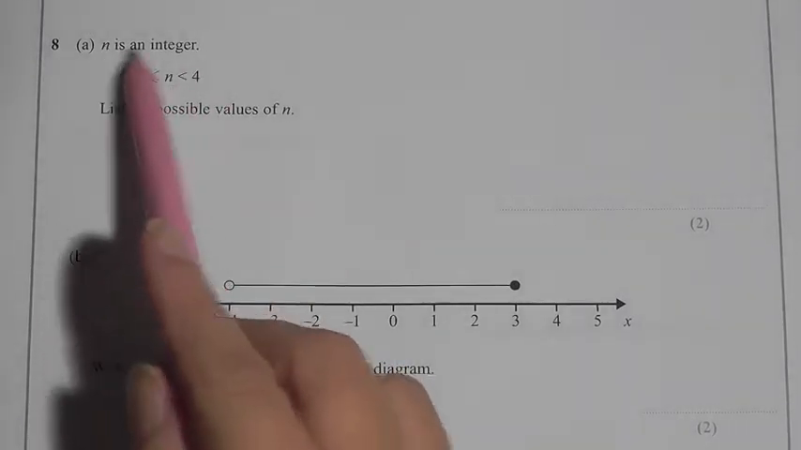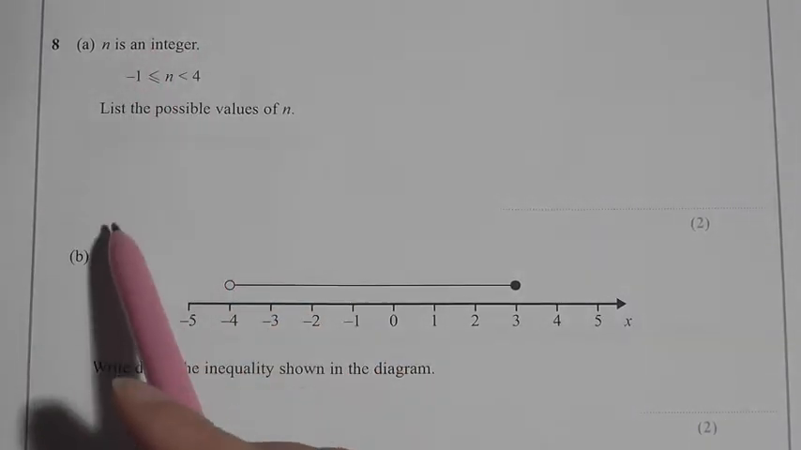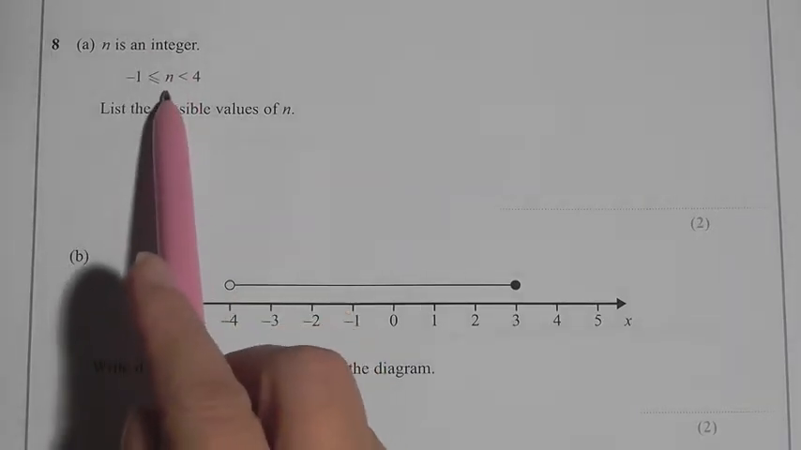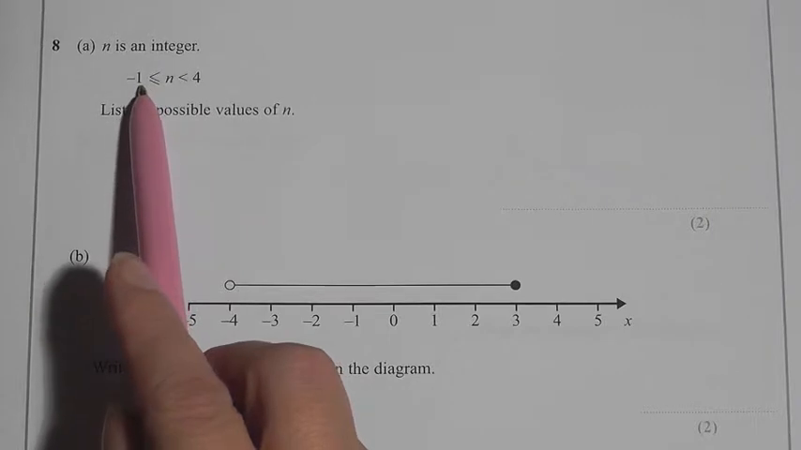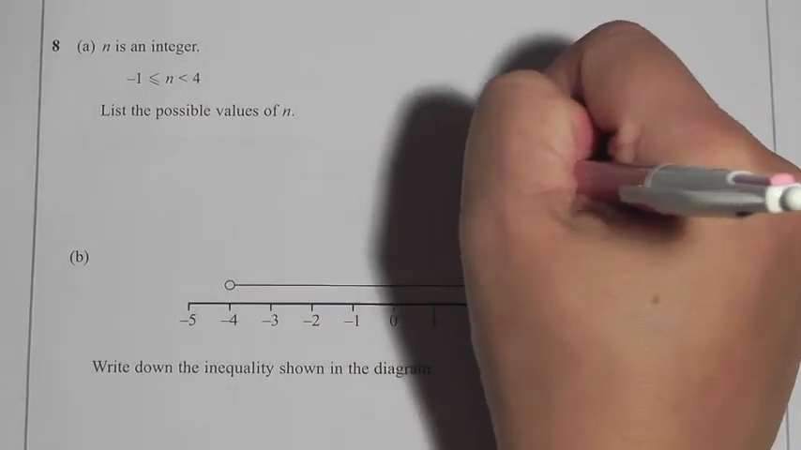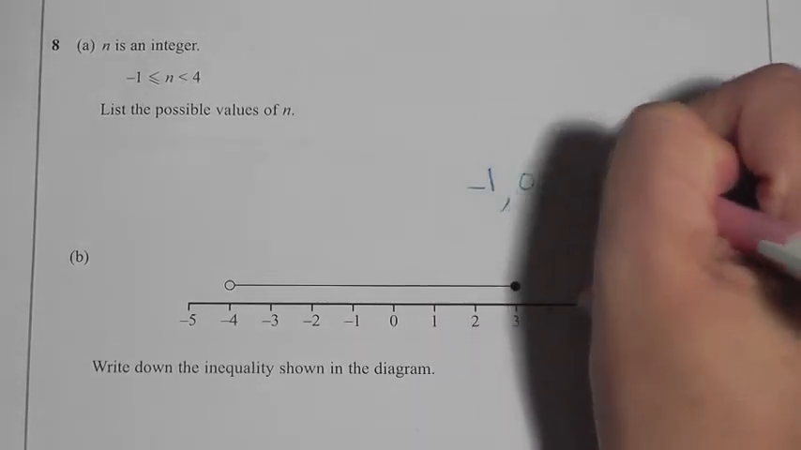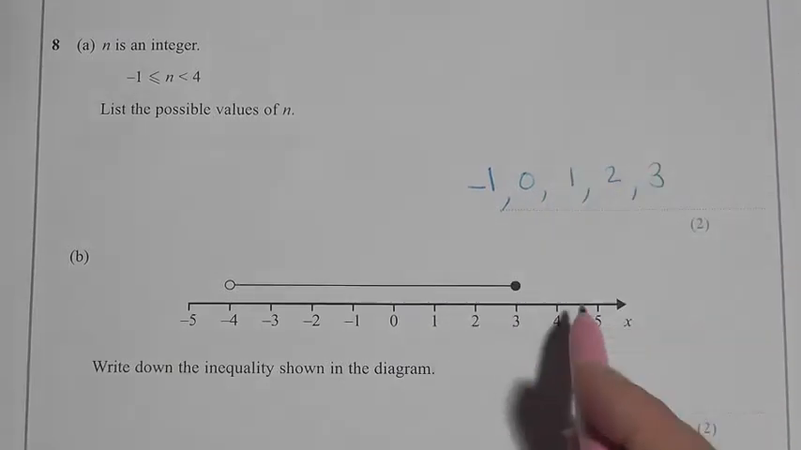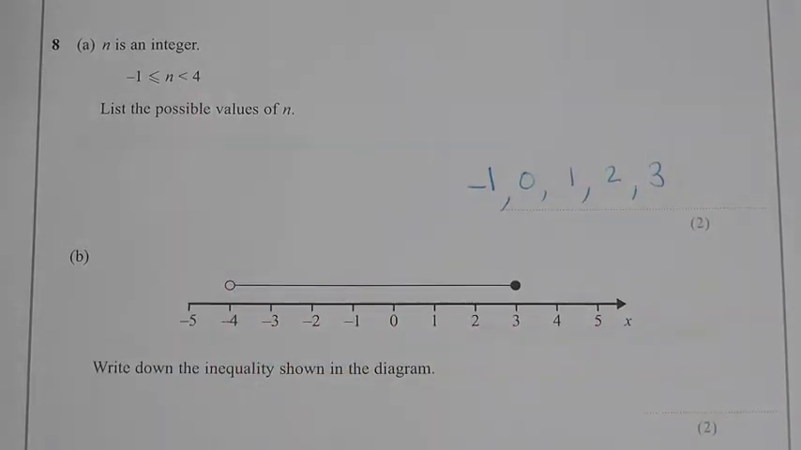Okay, you're told that n is an integer, that is a whole number that includes 0 and negative numbers. And this inequality tells you that n is greater than or equal to -1, but less than 4. So because it can equal -1, that's going to be our first, then 0, 1, 2, and 3. And it won't be 4 because it says it's less than 4.